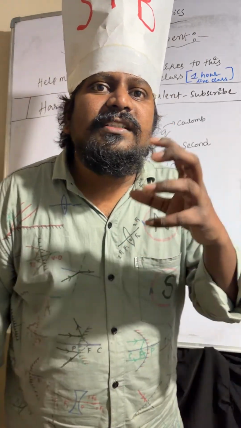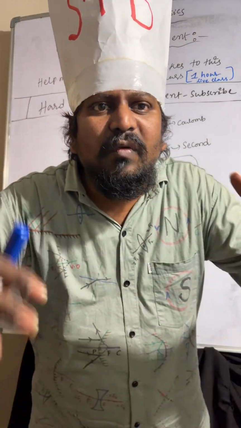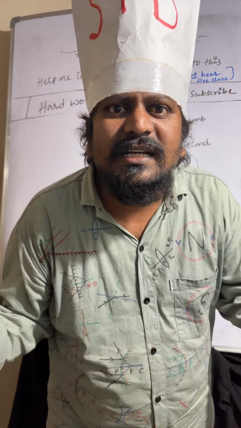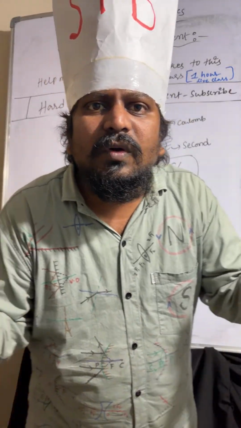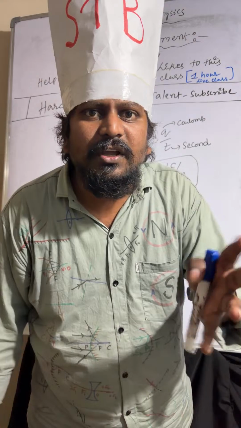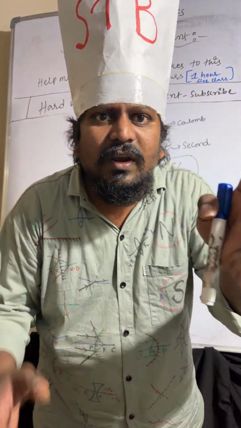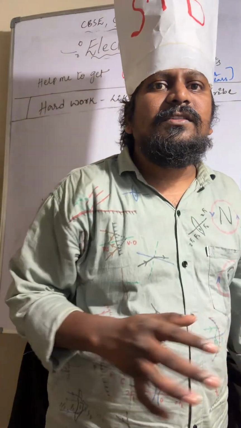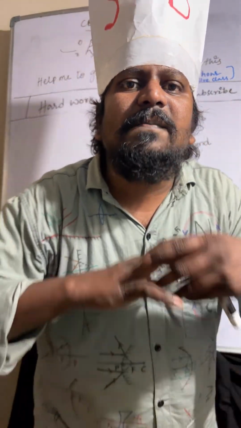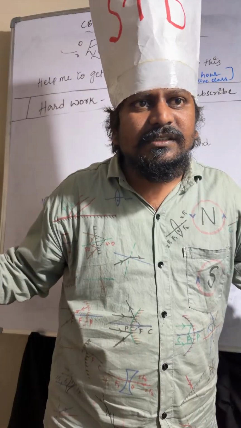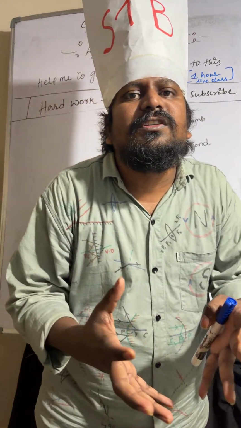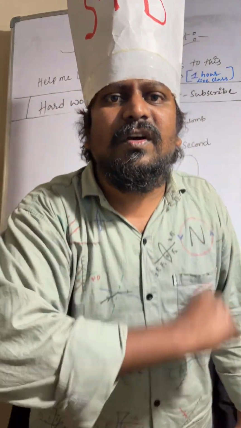Understood? So this is about electric current. Do you know why we are saying quantization of charge? If 1 electron flows, we can't say current is flowing. Only 2 electrons flow, we can't say current is flowing. Only 3 electrons flow, we can't say current is flowing. Then how many electrons flow can we say current is flowing? Only when a number of electrons flow can we say current is flowing.